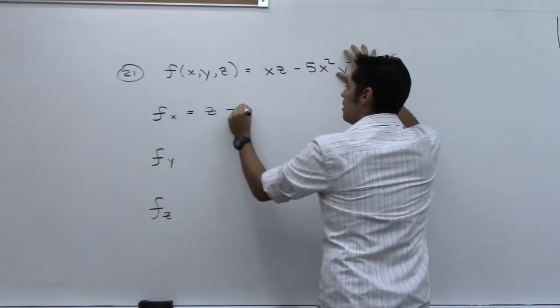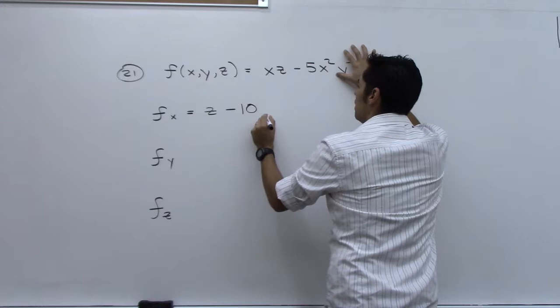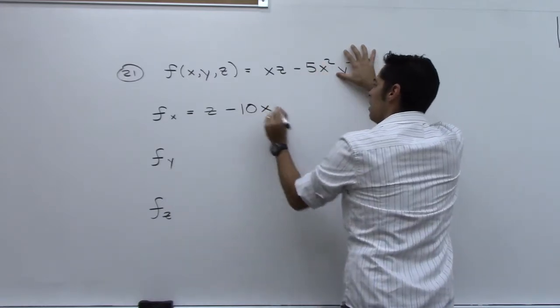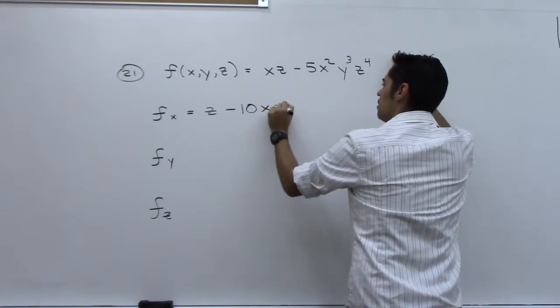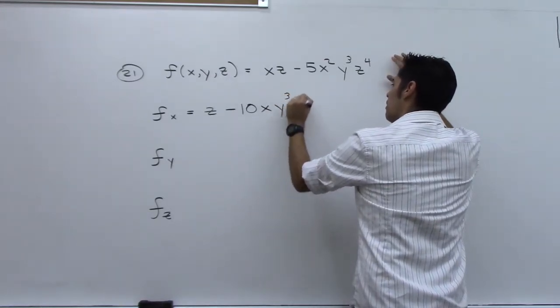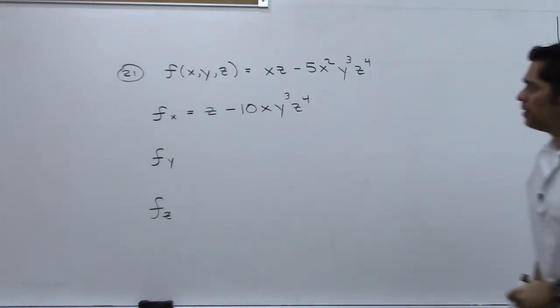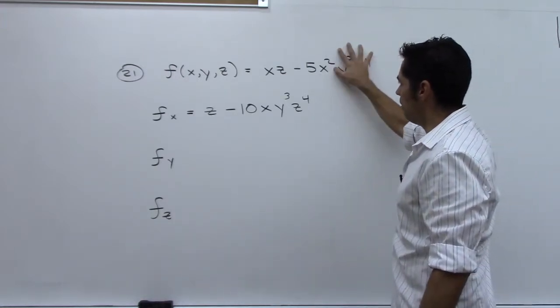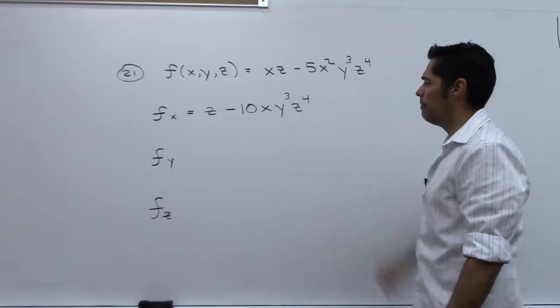So I'm going to put minus 10, and then remember the x, because we brought out the 2, so x. But then times this, which is a constant. So y cubed, z to the 4th. And that's it. So you don't do product rule or anything because these aren't variables, right? You just cover them up and do your derivative here.